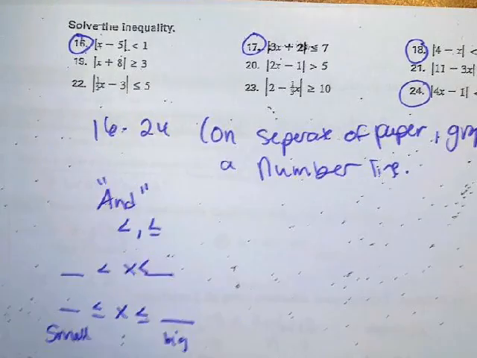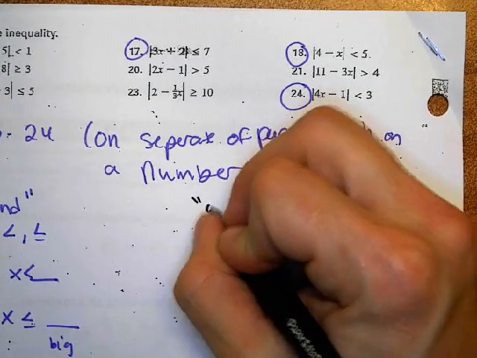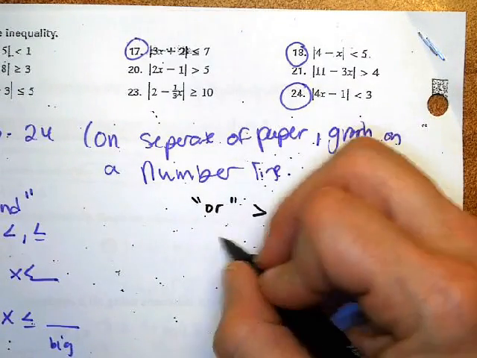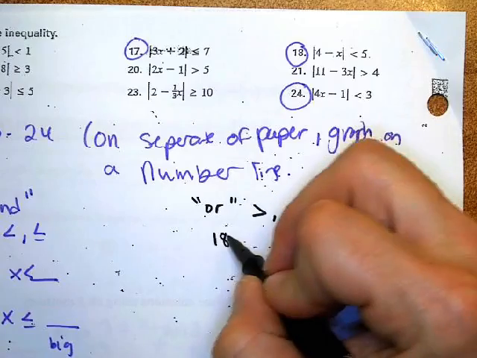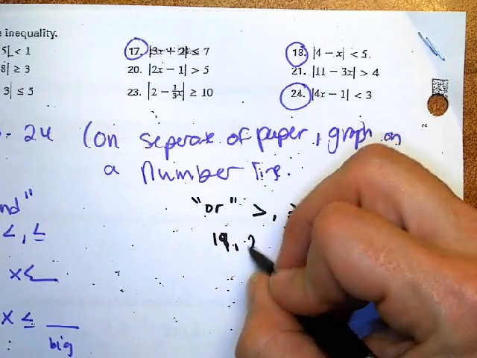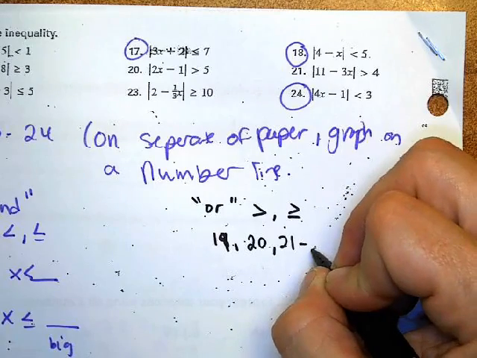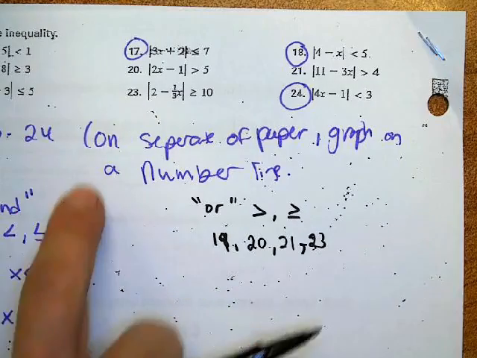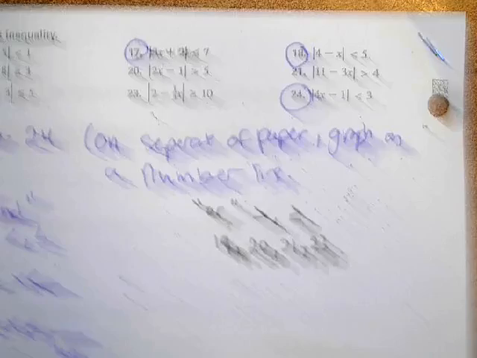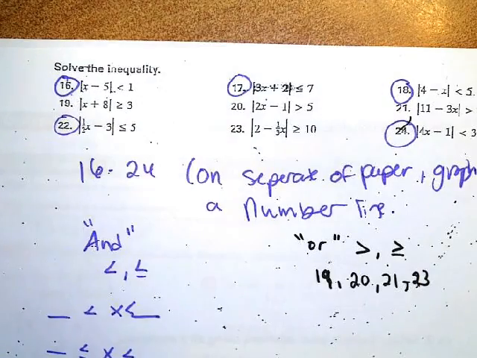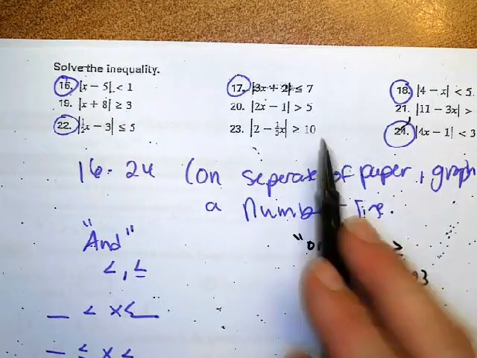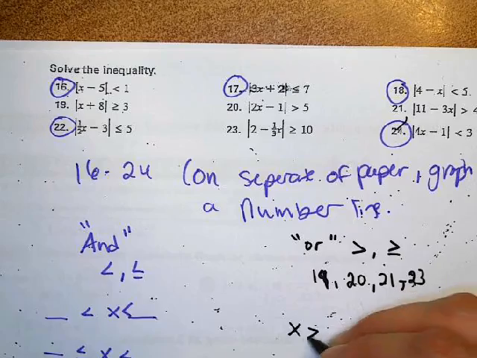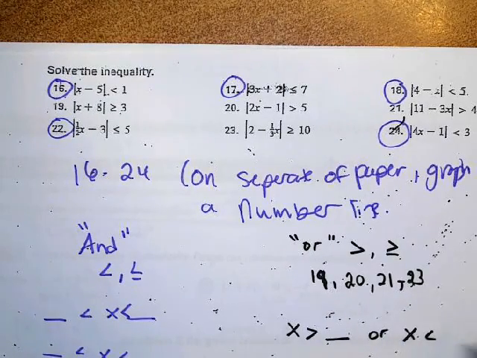All of the or statements, you're going to create two separate inequalities. You have a greater than or equal to. Those are number 18, 19, 20, 21, 23. So an or, the other and that I missed on there would be 22. Okay, so you have 1, 2, 3, 4, 5 ands, and you have 1, 2, 3, 4 ors. So when you create an or statement, it's going to say x is greater than some number or x is less than some number. Okay.